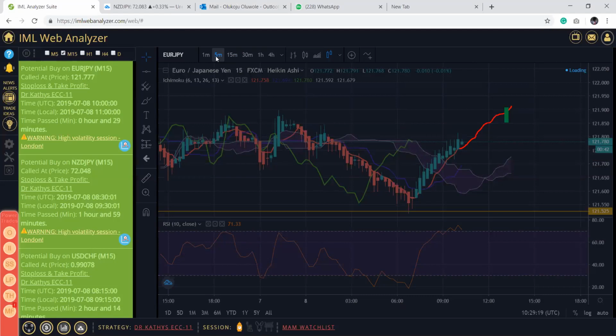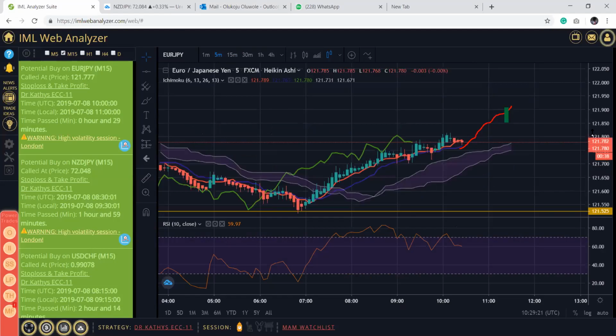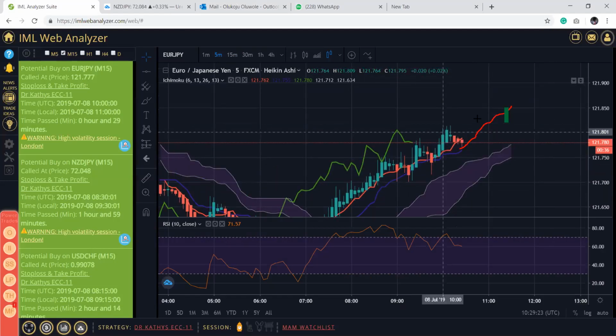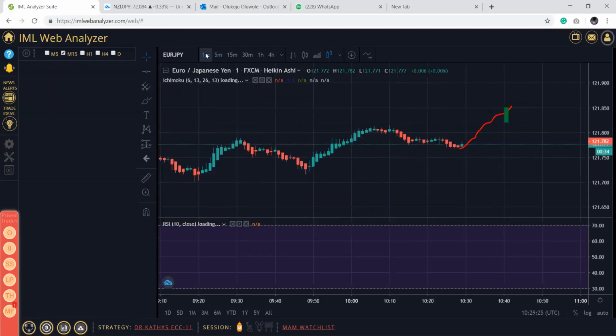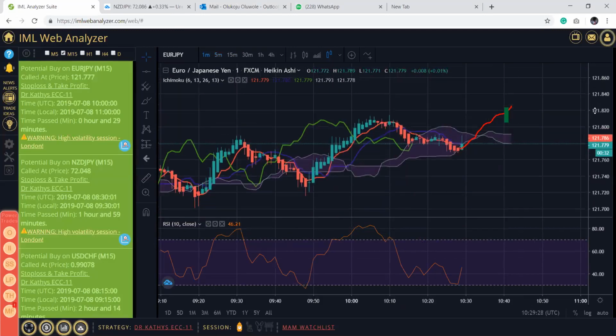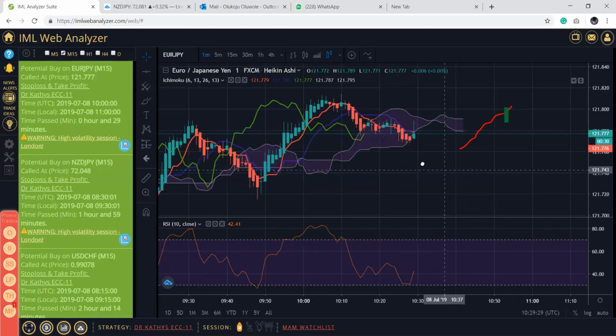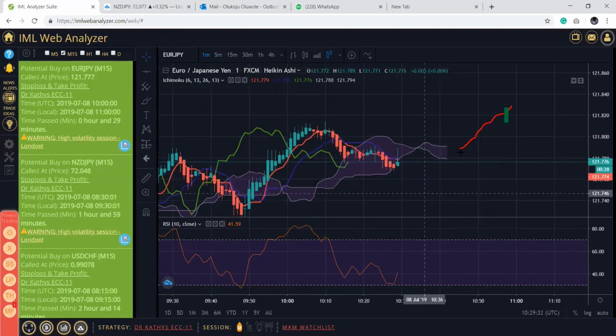Okay? But right now we are looking for entries. Let's check 5 minutes if we have our entry on 5 minutes yet. Not yet. Let's check 1 minute if we have our entry on 1 minute. Yes, we are beginning to have our red blue candle on 1 minute. So what we are waiting for is our red to come above blue. That's a Kinashi candle.